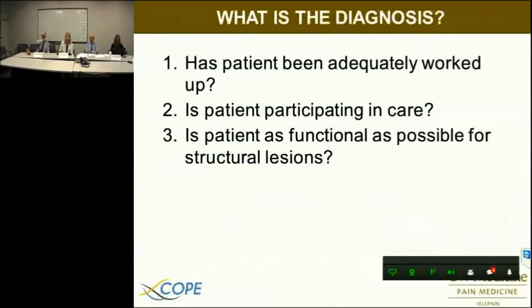So what's the diagnosis? First of all, has the patient adequately been worked up, or are you the second person to be assuming care, or the fourth or the fifth? Make sure you know what it is that you're treating. Is the patient participating? Because monotherapy has long since failed, and is the patient as functional as possible for whatever structural lesions, such as Dr. Robinson's patient lesion. Often these patients have pain. I'm not saying they don't have structural lesions, but they need to participate in their care.